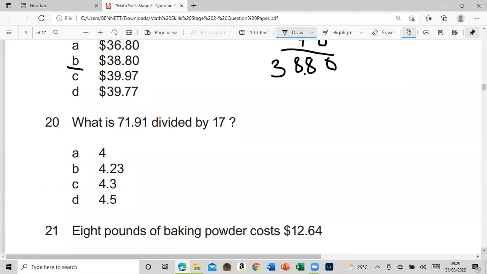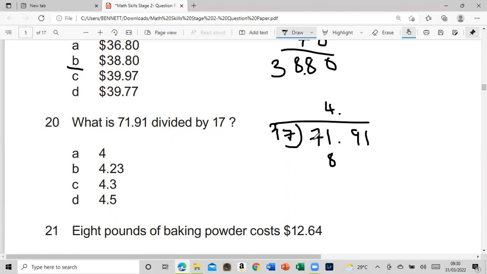Alright, it says what is 71.91 divided by 17? I notice a lot of division, addition and multiplication on this. So we go to 17 and then we have 71. We don't have to divide this out right through, right? We know it's 4 based off of our numbers. So now we say 4 times 17.